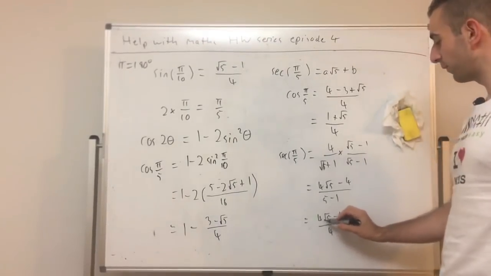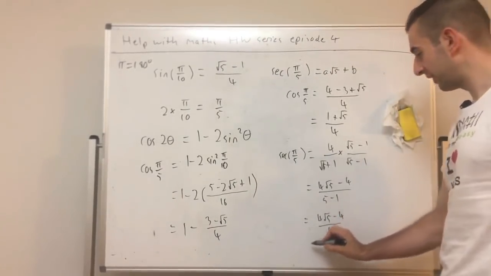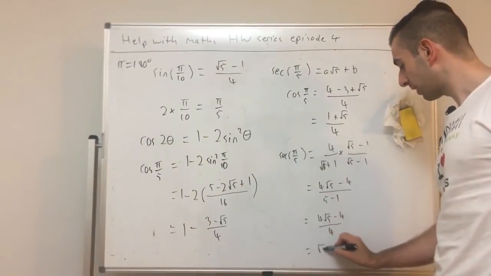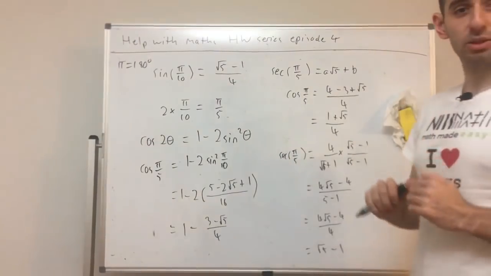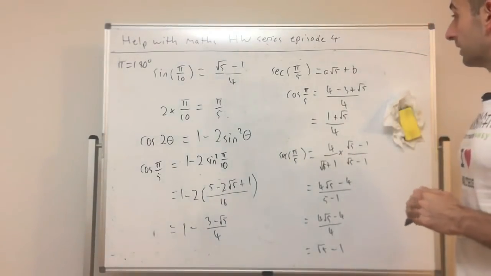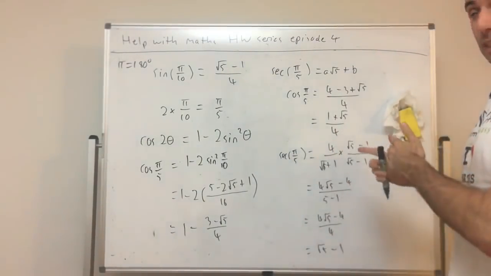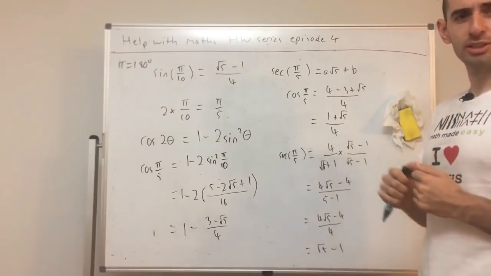And what you'll notice is this 4 will cancel if each of these falls on top, so we're left with root 5 minus 1. It's a very simple, nice looking answer now. Okay, so whoever's question this was, I hope this helps and you see how to do this nice and easy.